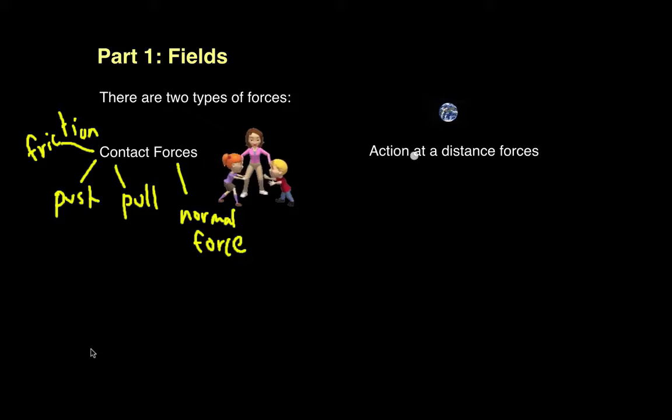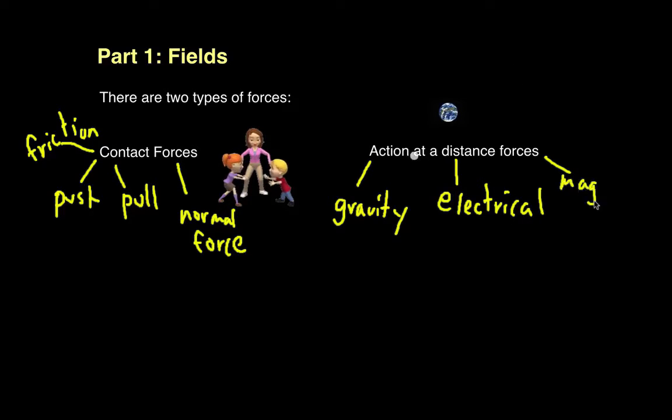There are also action at a distance forces. For action at a distance forces, the object that is exerting the force does not directly contact the object that is experiencing it. These are forces such as gravity, electrical forces, and magnetic. In all three of these forces, they can exert forces on other objects without actually touching them. For these kinds of forces, we need fields to explain them.